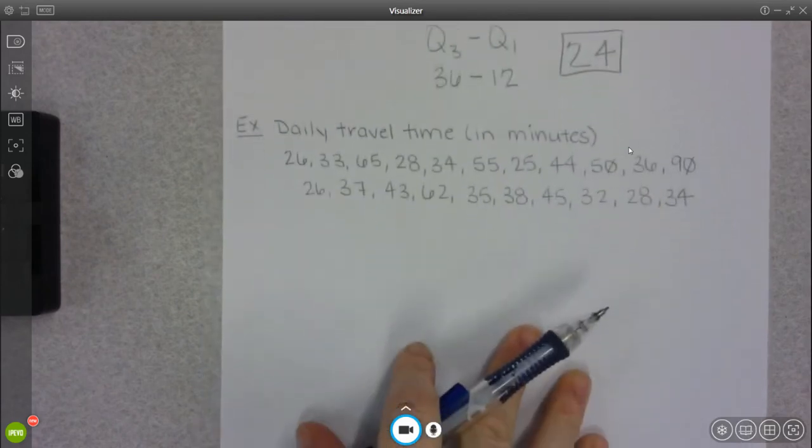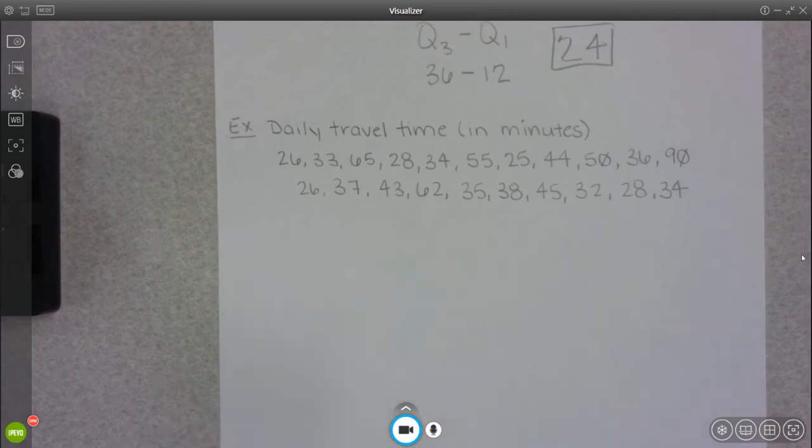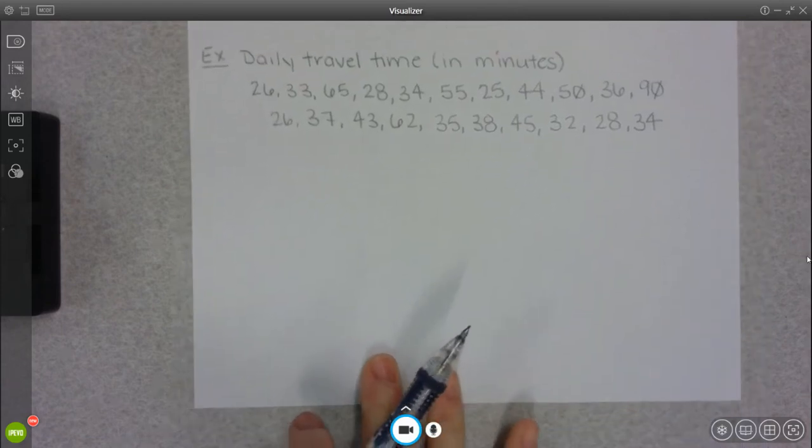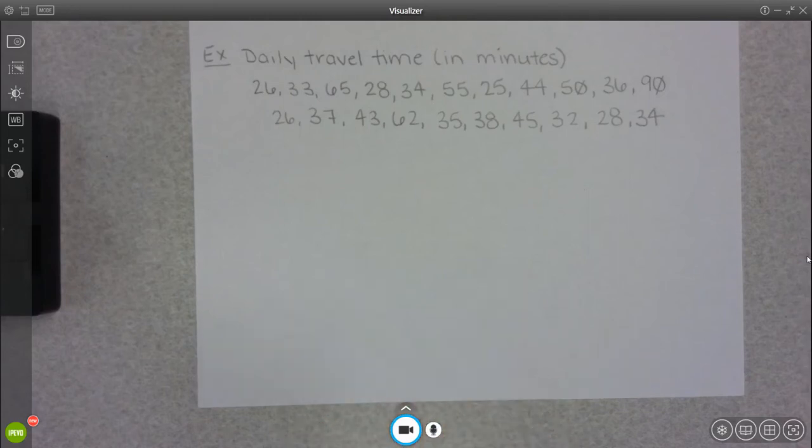Now I want to go and look at this example. This is different travel times in minutes. So go ahead and pause your video and enter this into a different list. You can just add a completely new table and get rid of that last one we had. But like I said, pause the video, make yourself a list, and we're going to work with this data set.